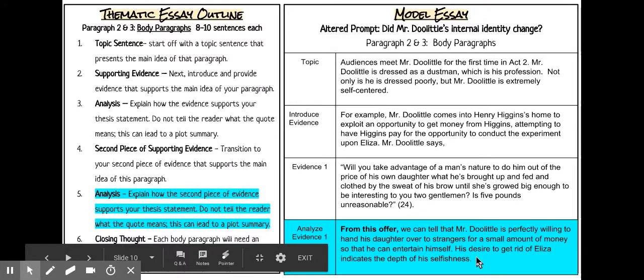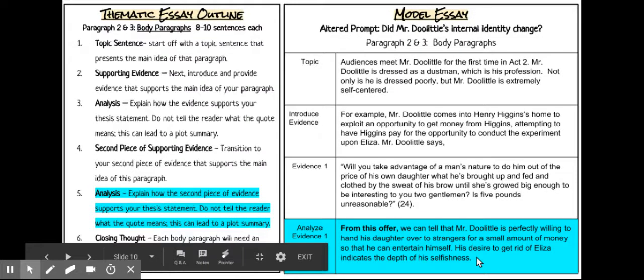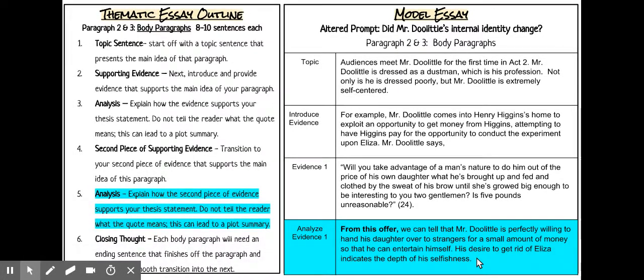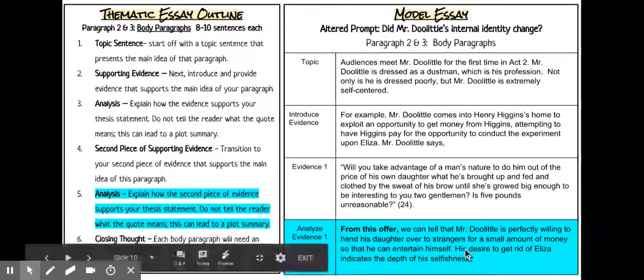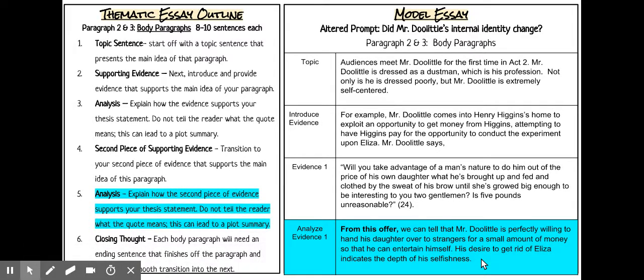And then explain in at least 2 sentences how this evidence supports your claim. The model essay says, "We can tell that Mr. Doolittle is perfectly willing to hand his daughter over to strangers for a small amount of money so that he can entertain himself. His desire to get rid of Eliza indicates the depth of his selfishness."